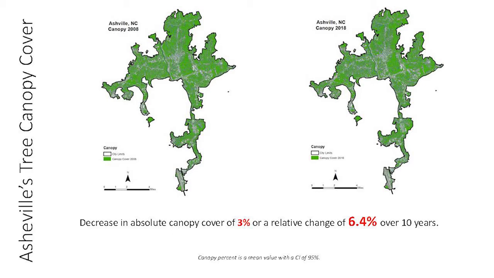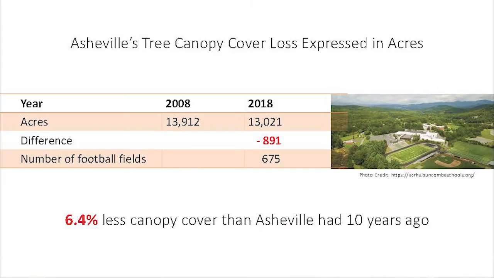So absolute canopy change was 3%. Relative canopy change over 10 years was 6.4%. And so what does that mean? That means you've lost approximately 675 football fields worth of tree cover in 10 years. That's in acres. So that relative change is what we're looking at. If you look at it in acres, you've lost 6.4% of canopy change, or 675 football fields.